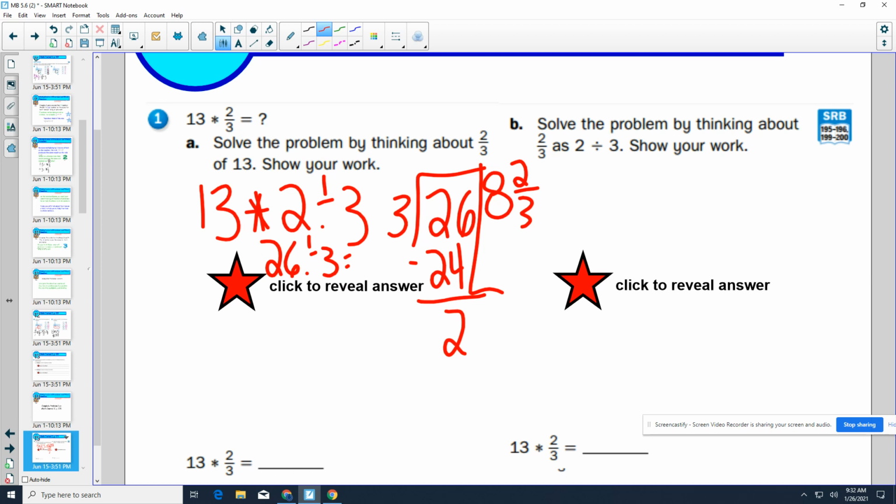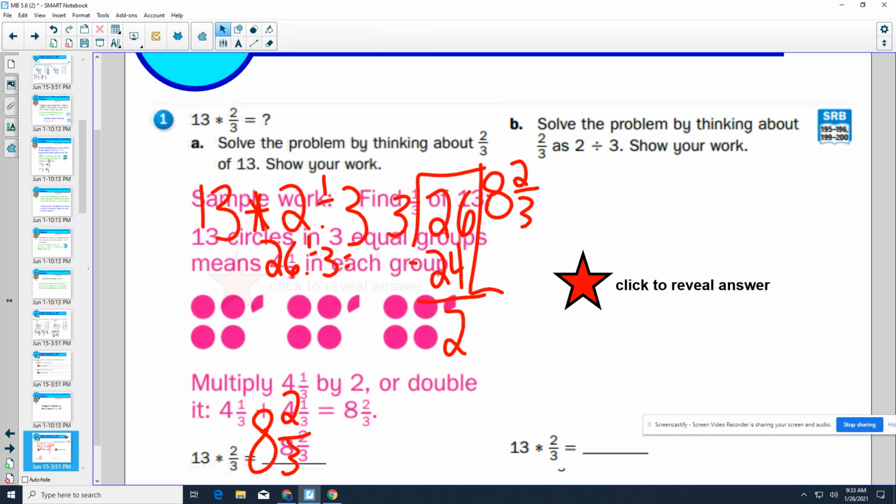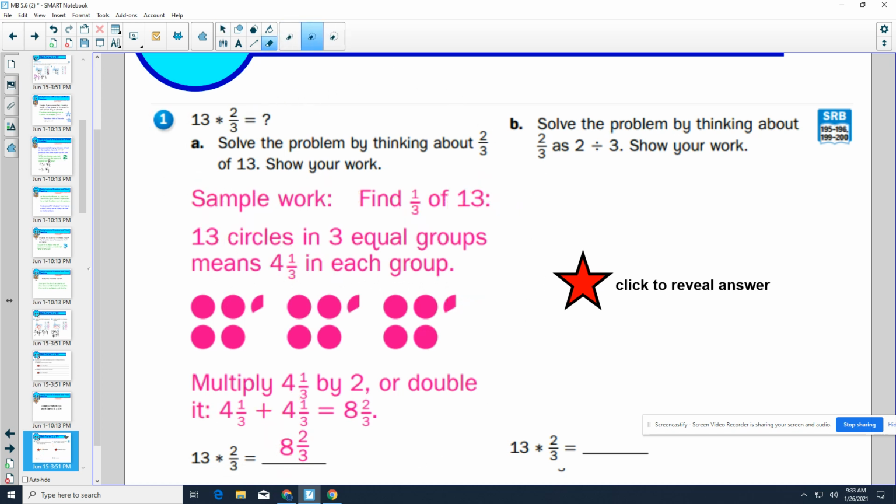So I know that 2/3 of 13 would be 8 and 2/3. And that makes sense to me. That seems reasonable because it's not more than 13, right? If you got an answer more than 13, then you would know your answer was not reasonable because we're only finding 2/3, part of the 13. Okay, so I'll erase this here so you can see this explanation they gave. Okay, so you can see here what they did.